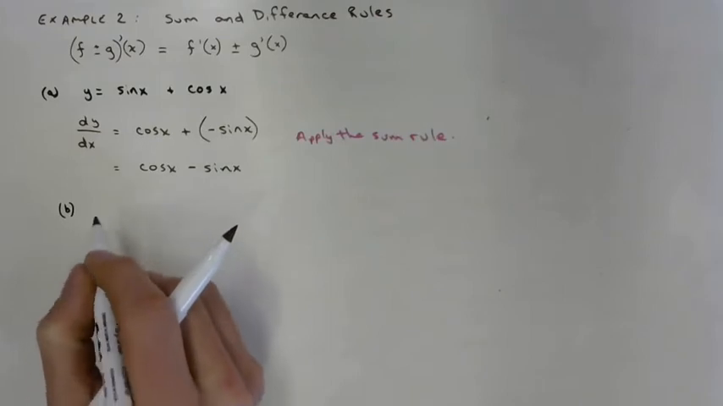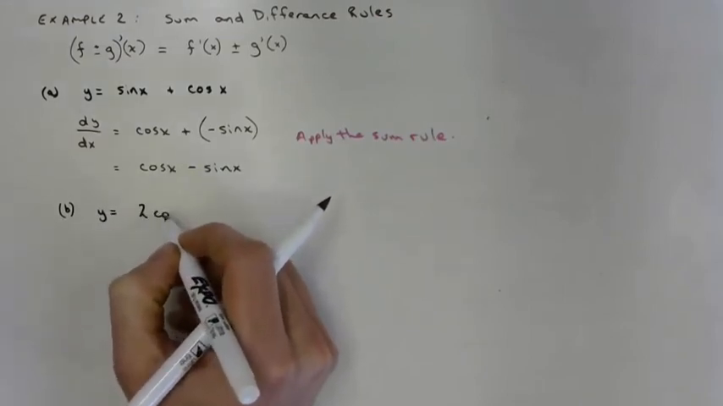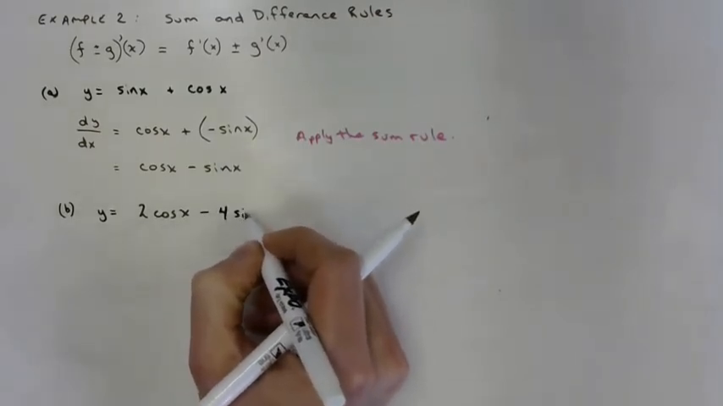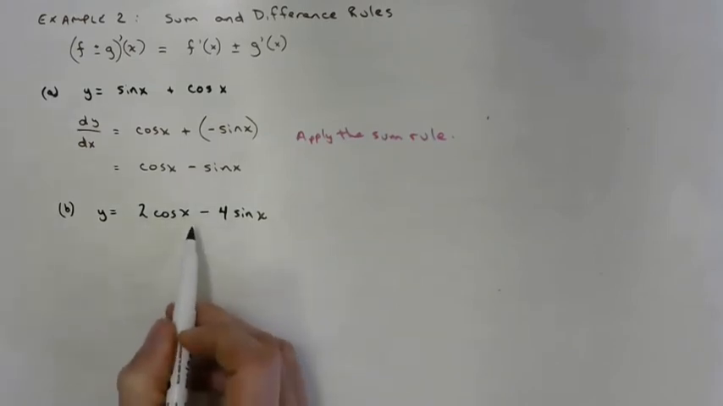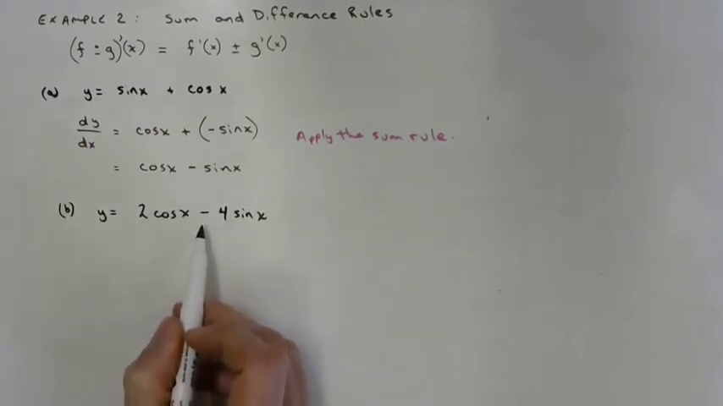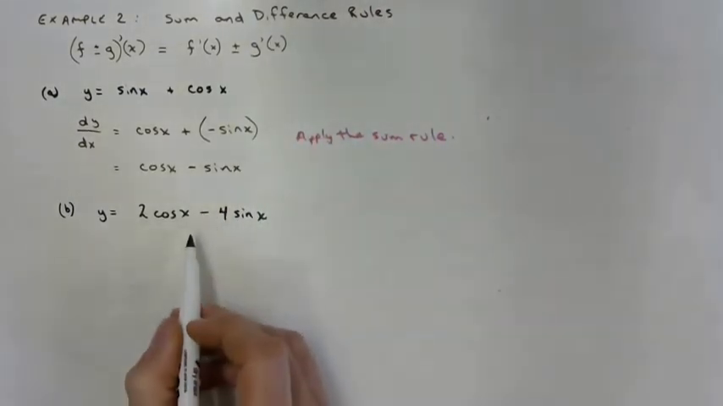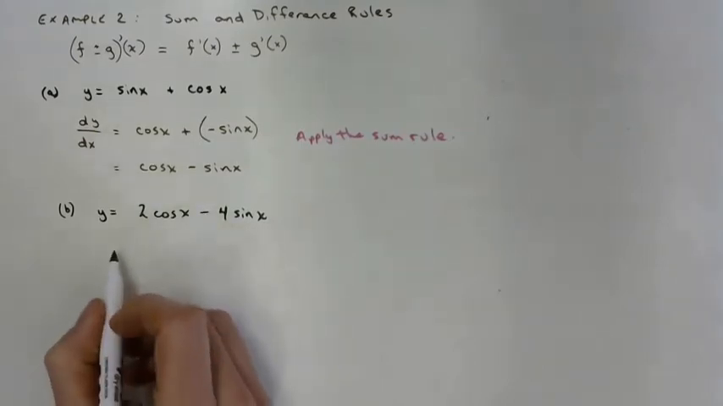Example 2b, we're given y equals 2 cos x minus 4 sine x. So I see I have two functions. It's the difference of two functions. So I'm going to use my difference rule. And I see within each function we have a constant multiplier, constant multiple law.